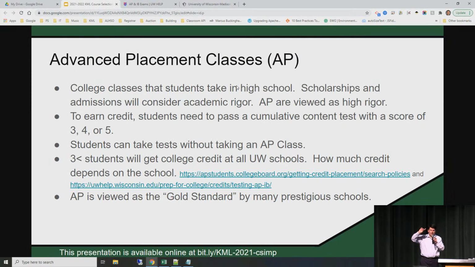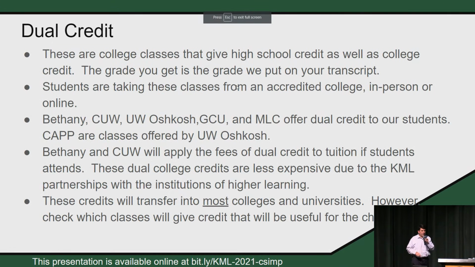The last point I have on here, AP is often viewed as the gold standard by many of the prestigious schools. We're going to talk about dual credit. Advanced placement is seen as a little higher standard because of their more regulated curriculum, and then the fact that you have to pass a standardized test. Dual credit classes are classes that you get credit in high school and then credit in college. You do not have to pass an exam for that.